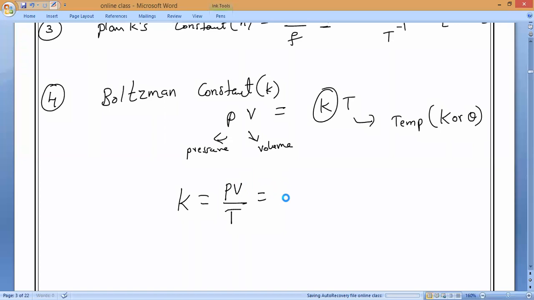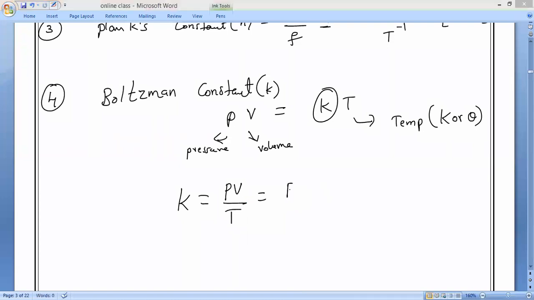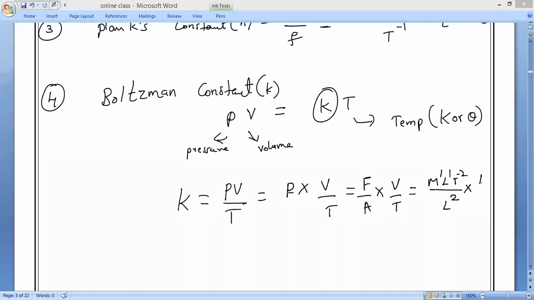So we all know pressure. Pressure means force by area. So k = (force by area) into V by T. Tell me the dimensions fast. Force is M power 1, L power 1, T power minus 2. Area is L power 2. Volume means L into L into L, L power 3, divided by temperature K, or theta, your choice.